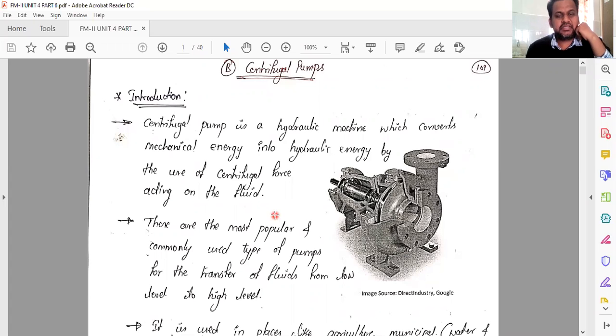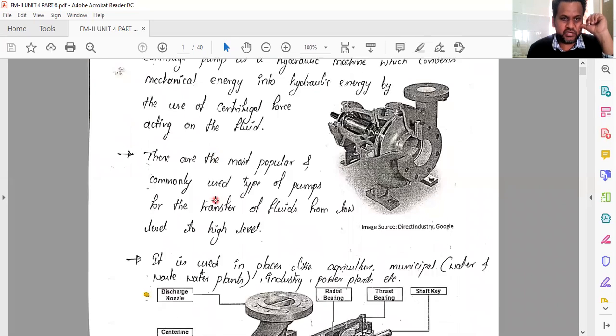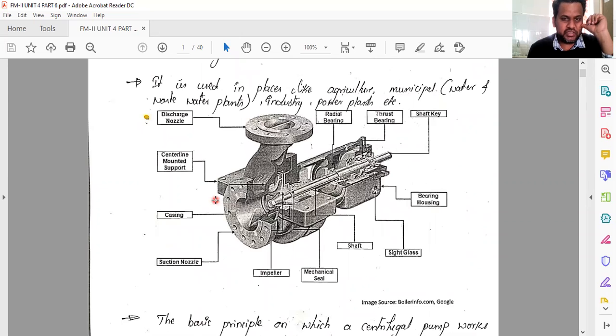In the previous class, we started with a new topic, that is centrifugal pumps. So in this particular chapter, we are going to study how the centrifugal pump works, what the different components are, and other different portions we are going to cover. Okay. So in the previous class, we discussed the introduction to the centrifugal pump, that is, what a centrifugal pump is, and also the basic concept of working.